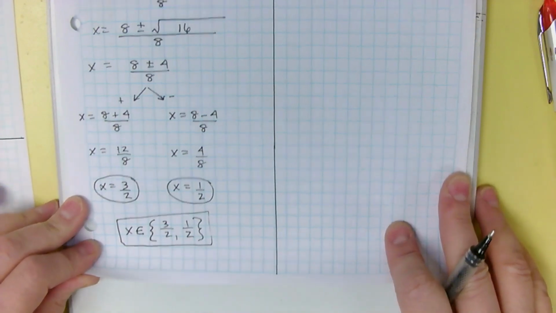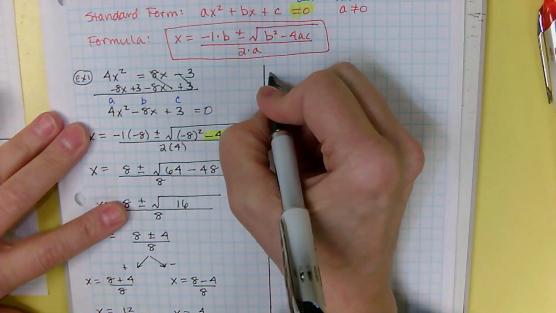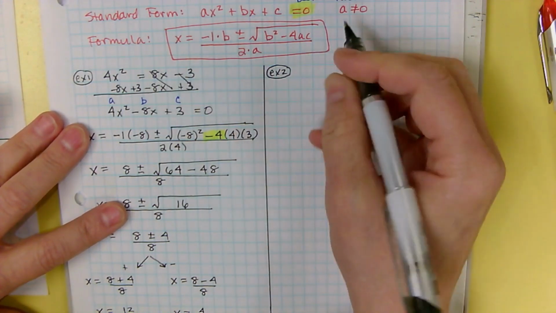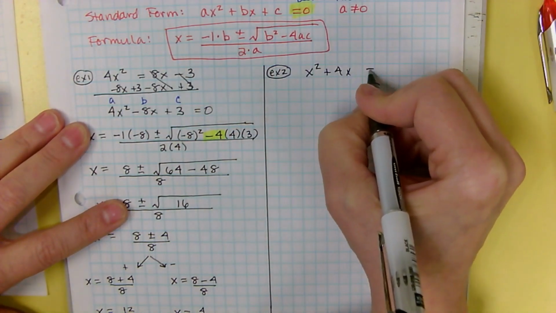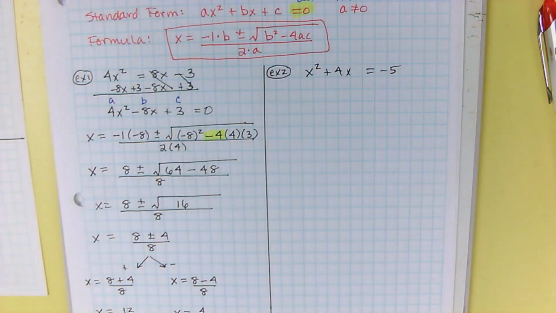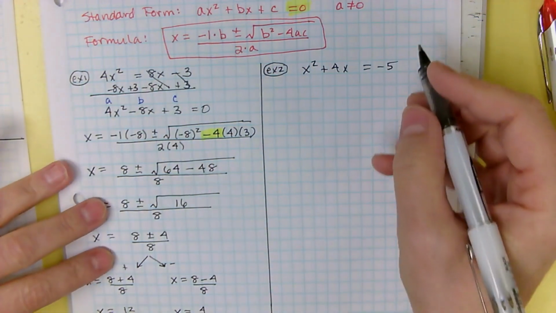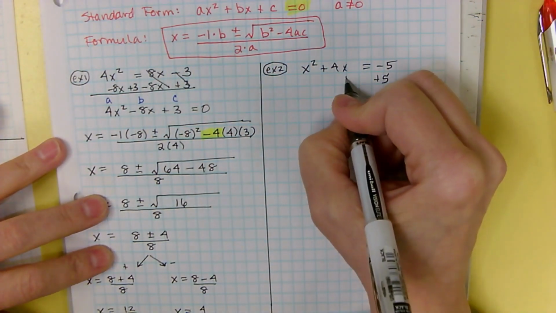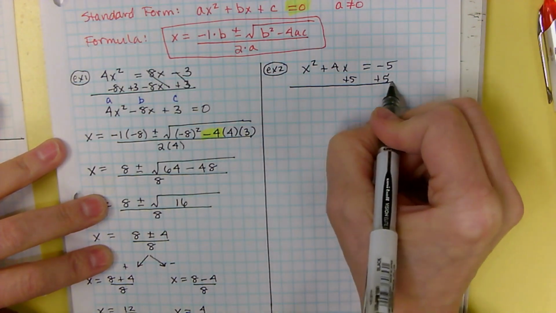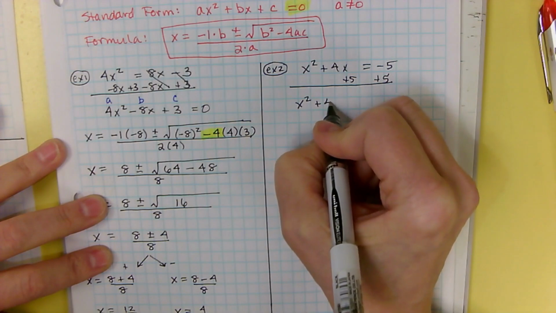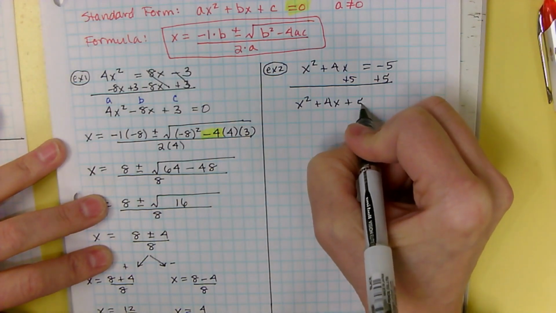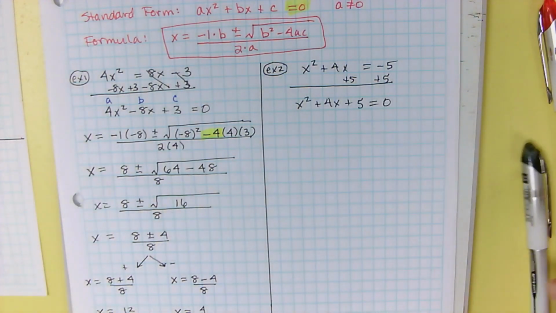All right, we're going to do another one. Let's do example 2. So come up here on the right-hand side of your line. We have x squared plus 4x equals -5. So the very first thing you need to do is get it into standard form equal to 0. So we're going to add 5 over to the left. That gives us x squared plus 4x plus 5 equals 0.